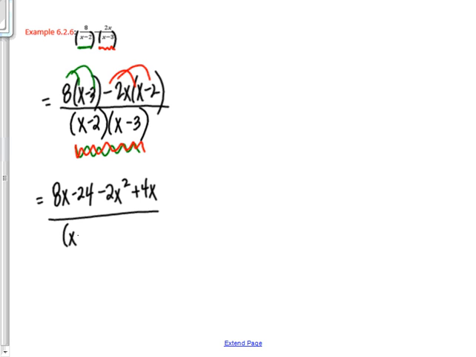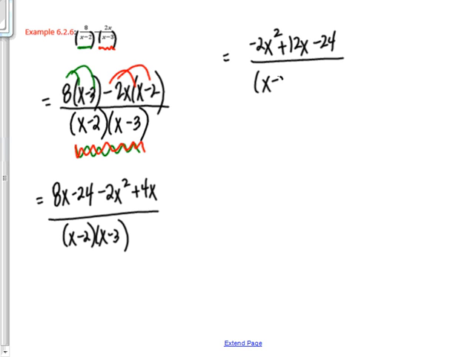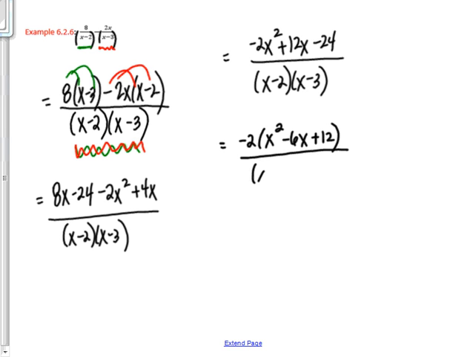All right, clean it up. I've got a negative 2x squared. 8x and 4x gives me 12x, and I've got a negative 24. Now, you never want to leave it alone until you ask yourself, can I factor it and reduce it? On the top, you can take out a negative 2, and you'd be left with x squared minus 6x plus 12 over that.